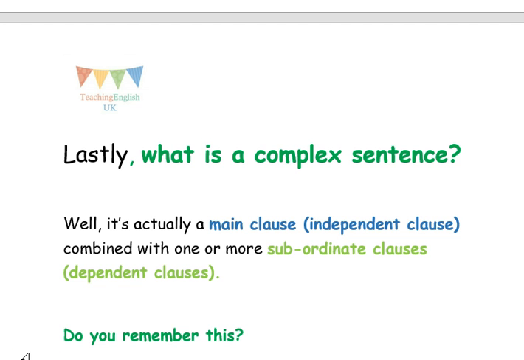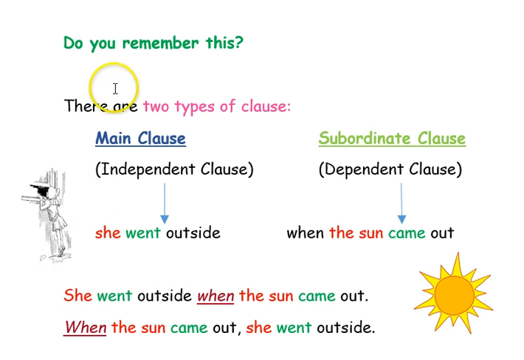Lastly, what is a complex sentence? Well, actually, it's a main clause, those independent clauses, combined with one or more subordinate clauses, those dependent clauses. Do you remember this? So you have two types of clauses. You've got your main clause, which has your subject and verb, and it's a complete thought. And you have a subordinate clause, which has a subject and verb. However, it does not make sense. It's dependent on the main clause for its meaning.